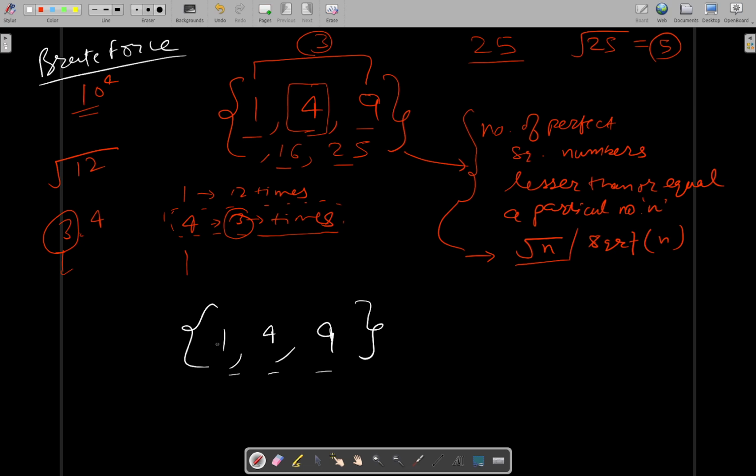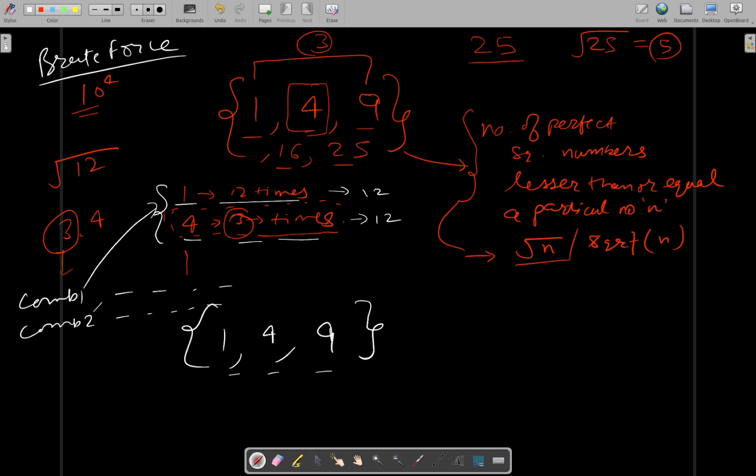So we are required to form some combinations. Let's say this is combination 1, combination 2. So in all there can be some combinations, just like there were these two combinations possible. Others were possible also, but 1 repeated 12 times and 4 repeated 3 times, both of these were summing up to 12. Okay, so these are combinations.